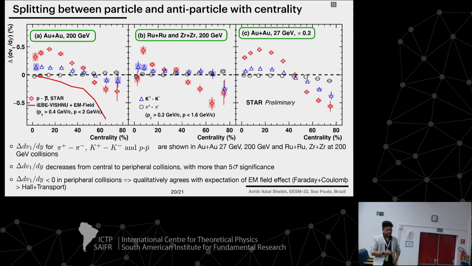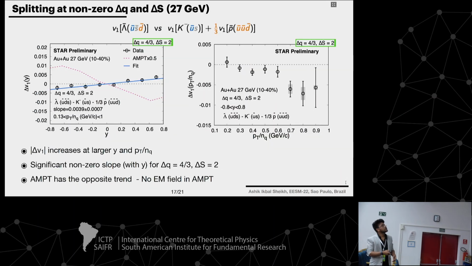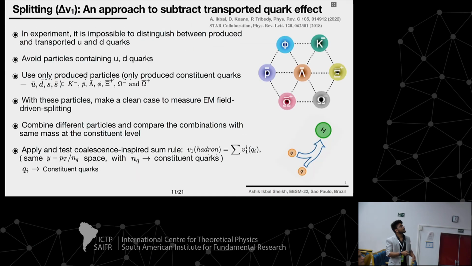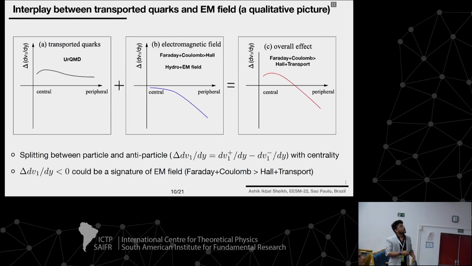Well, it is very difficult to say whether Faraday is dominating or Coulomb is dominating. But based on a naive hydro with electromagnetic field calculation, like I have shown here, if we assume the Faraday and Coulomb components are dominating over Hall, then we should see the sign of the splitting is something like that. But if the Hall effect dominates over them, the sign would be the other way around. To answer your question, we really need to look for this sign in experimental measurements.